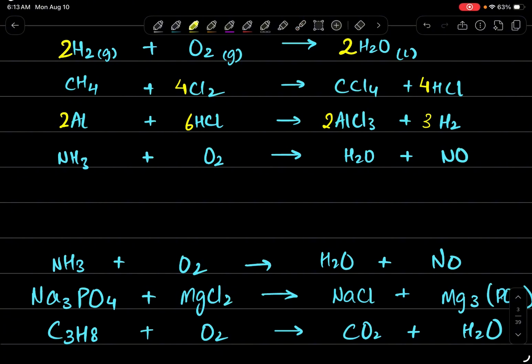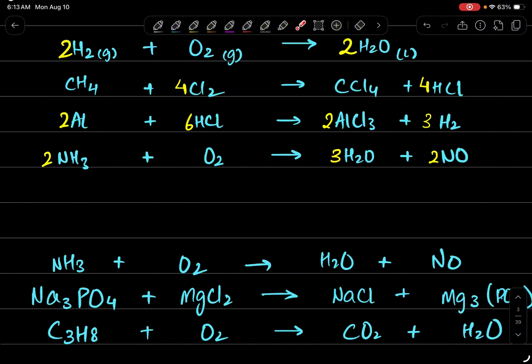We multiply by 3. How do you make these hydrogens 6? 3 times 2, 6, right? But now as a result, our other elements are disturbed, right? Let's first fix up the nitrogens. We have 2 nitrogens here and 1 nitrogen here. So if I just multiply by 2, this will fix up our nitrogens.